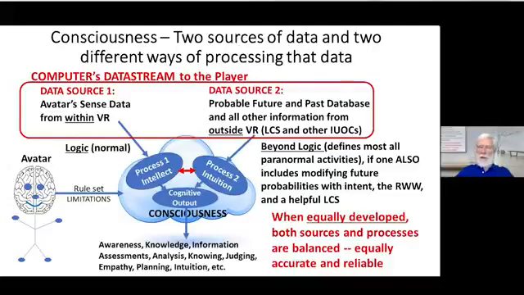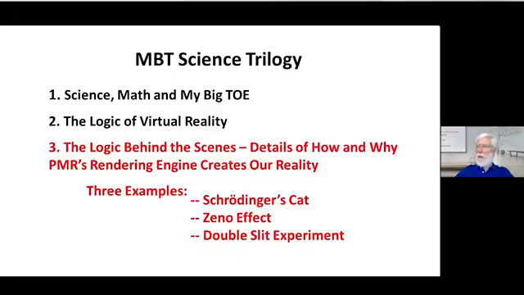Now, next, this will be my slide for when I start the next presentation. We're done now with science, math, and My Big TOE. Go look that up if you haven't seen it yet. Now we've just finished the logic of virtual reality. Next coming is the logic behind the scenes: details of how and why PMR's rendering engine creates our reality. The examples are going to be Schrodinger's cat and the double slit experiment. So that's what's coming up next.